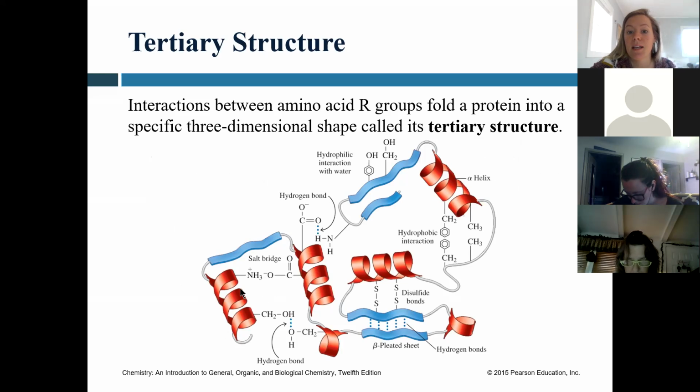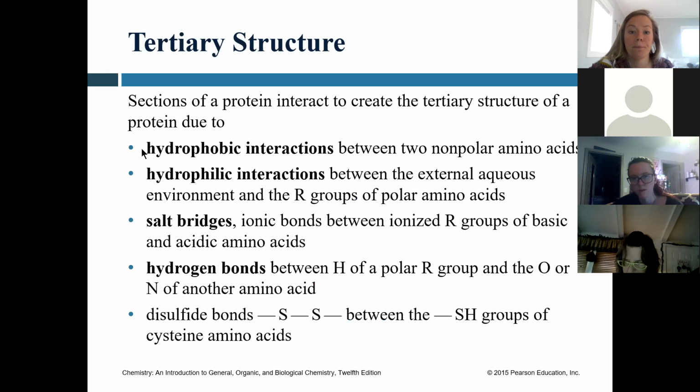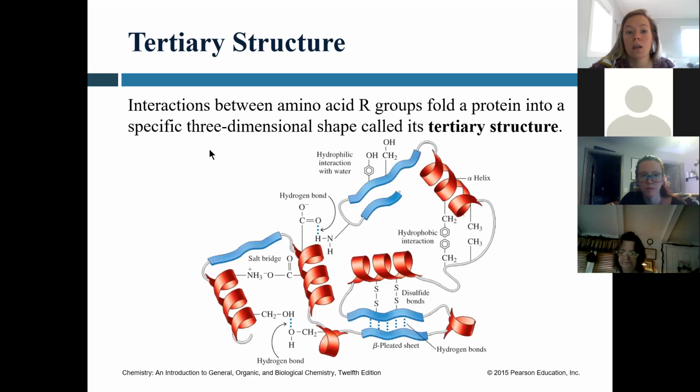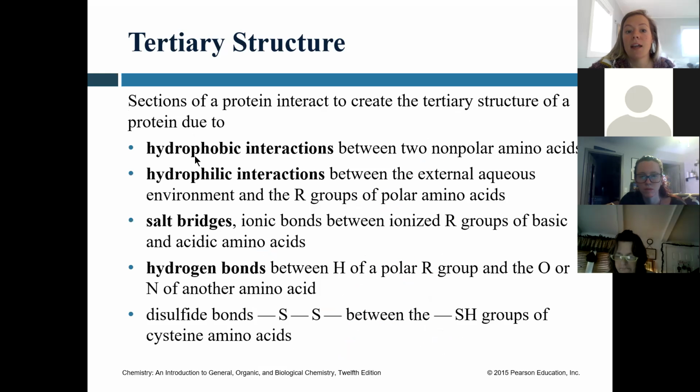And the way that that's happening is by these R groups. So we fold the protein into a 3-dimensional shape. There's a couple different ways that we can get these tertiary structures. And again, you do want to know these. So we can have hydrophobic interactions. This is between 2 nonpolar amino acids.